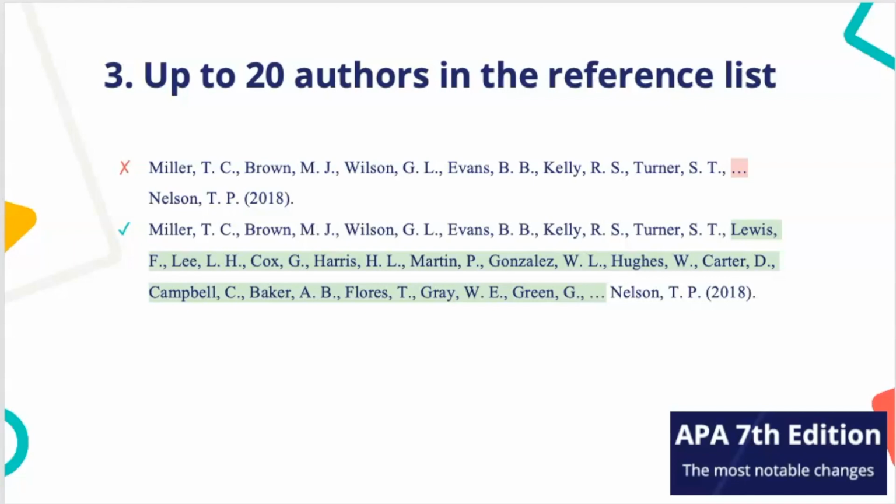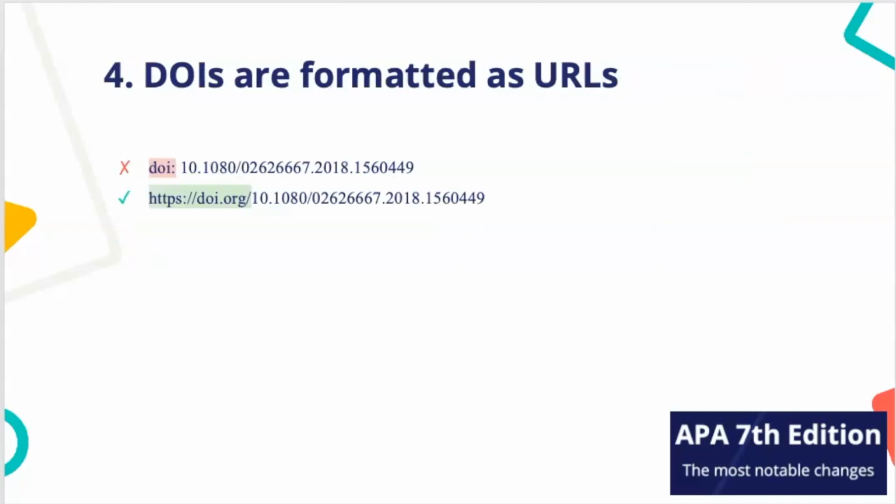If a source is authored by more than 20 authors, only the first 19 authors and the last author are included. In between the 19th and the last author, we place a comma, then three dots to indicate that some names are omitted, which can be found in the publication. DOI is formatted as a URL because only with the URL can you access the document.